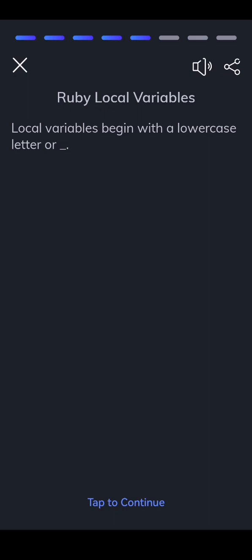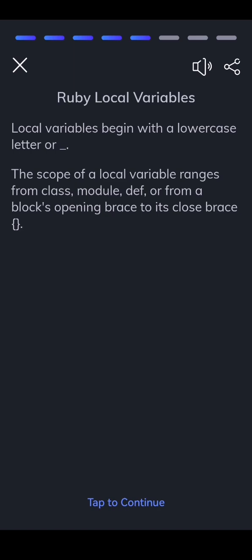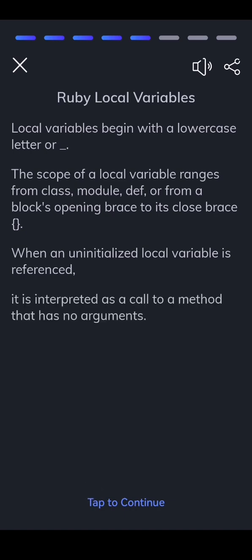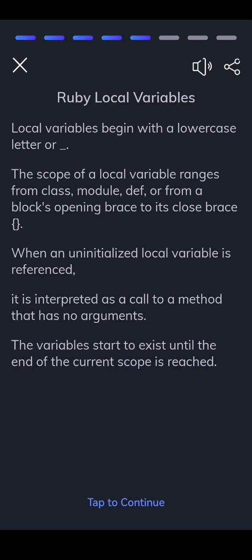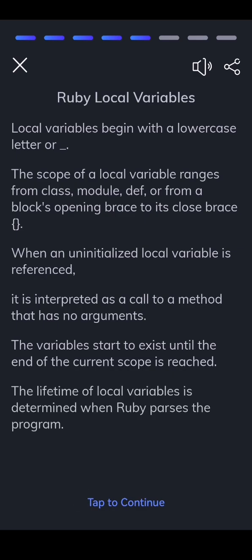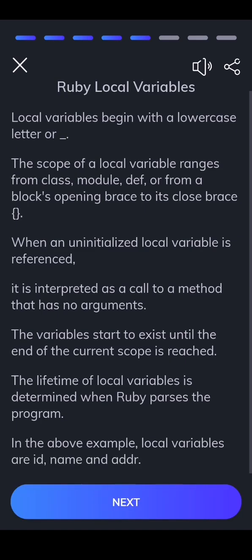Local variables begin with a lowercase letter or underscore. The scope of a local variable ranges from class, module, def, or from a block's opening brace to its closing brace. When an uninitialized local variable is referenced, it is interpreted as a call to a method that has no arguments. The variables start to exist until the end of the current scope is reached. The lifetime of local variables is determined when Ruby parses the program. In the above example, local variables are ID, name and address.